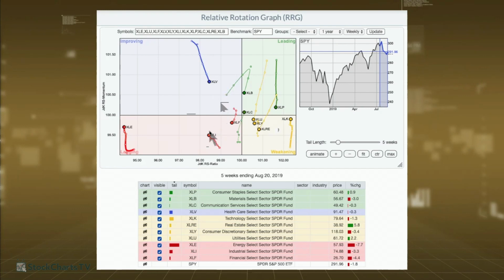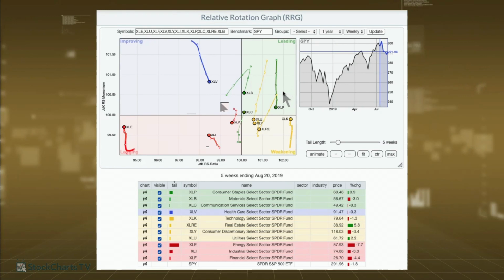Which ones are starting to pick up strength? XLC, the comms sector, is now leading, and you can see it's continuing to move in that northeast direction. That's in a more aggressive area of the market, so seeing that rising in the proper direction is good. Look at XLK, also rising and starting to get into the leading category. Again, what we want to start seeing are these more aggressive sectors moving into that leading category.